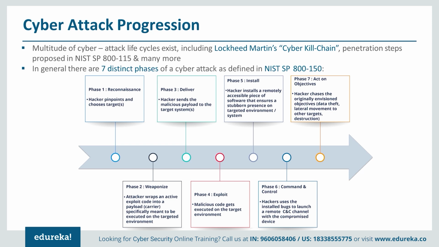Initially, from gathering information or understanding the target, we customize and especially craft a malware which is specific to the environment. Third, we deliver it, and after delivering it, the exploit starts and it installs remotely accessible pieces of software that ensure stubborn persistence on the target environment. In phase 6, command and control, the hacker uses the installed bug to launch a remote CNC channel with the compromised device, so the communication happens securely. 7, act on the objectives. This is the place where the hacker's actual motive will be achieved.